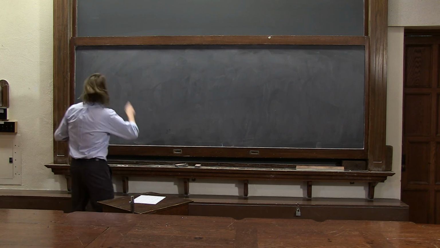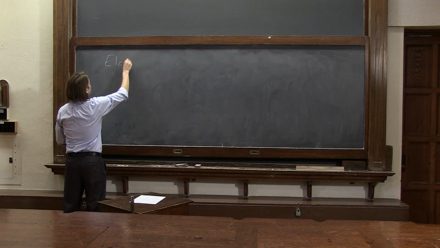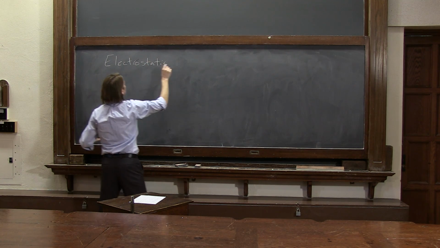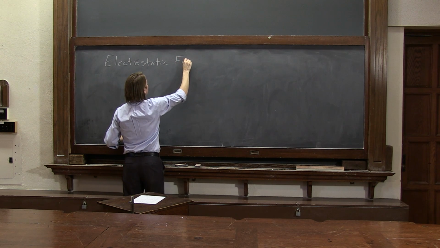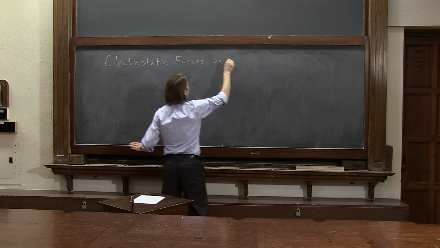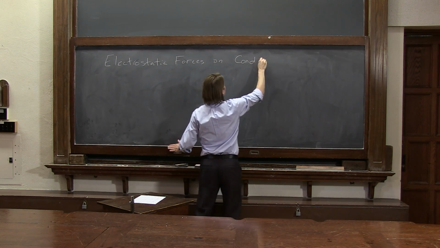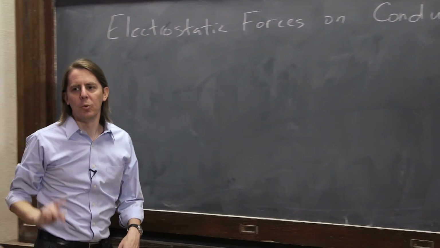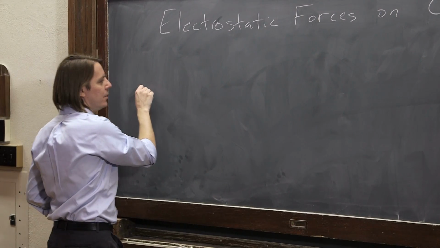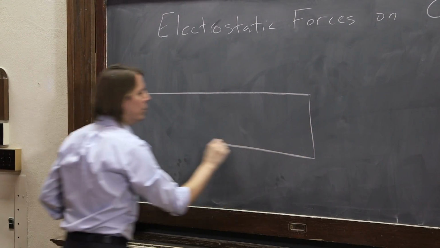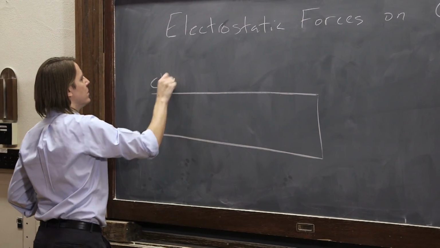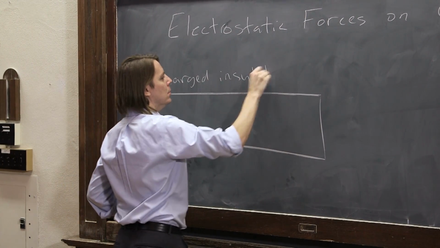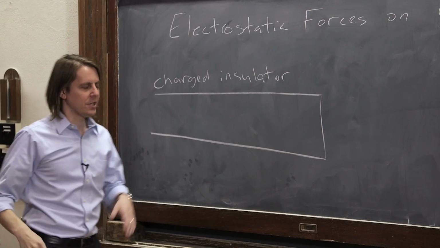So let's look at the case of electrostatic forces on conductors. Okay, so we'll start with the Teflon rod that we know and love. So this is a charged insulator. It's really just here to give us some charge.